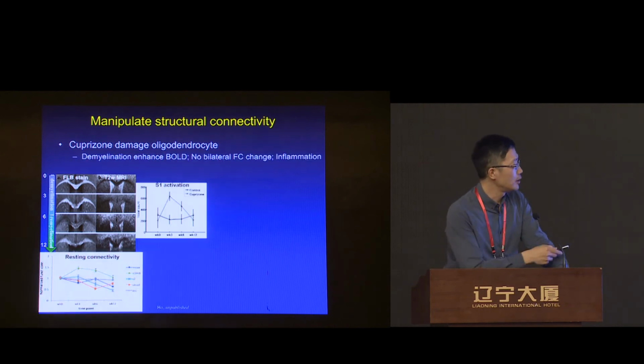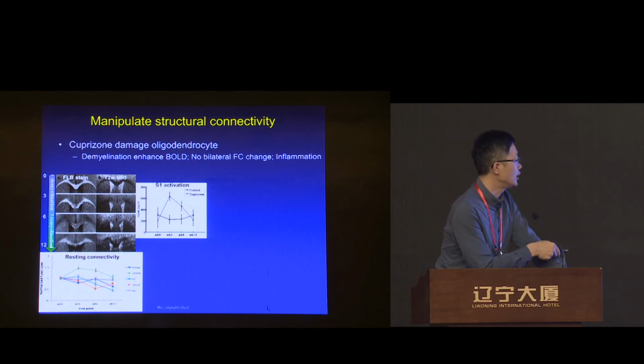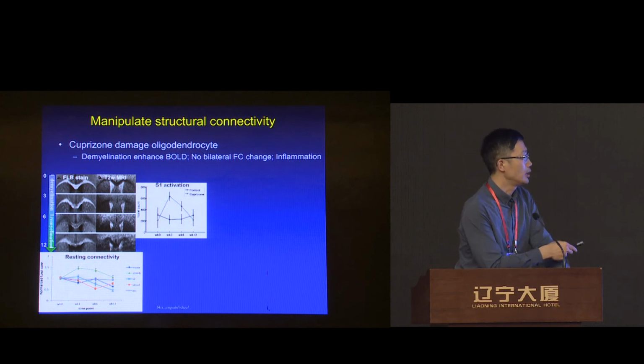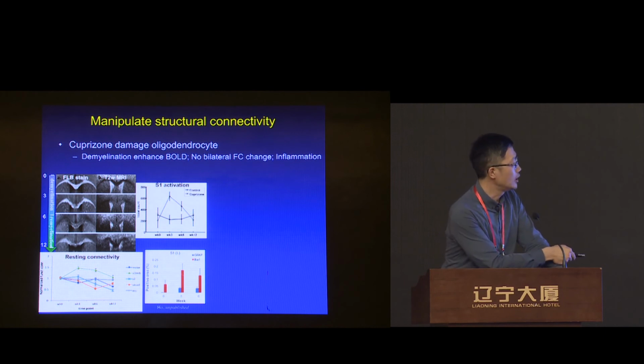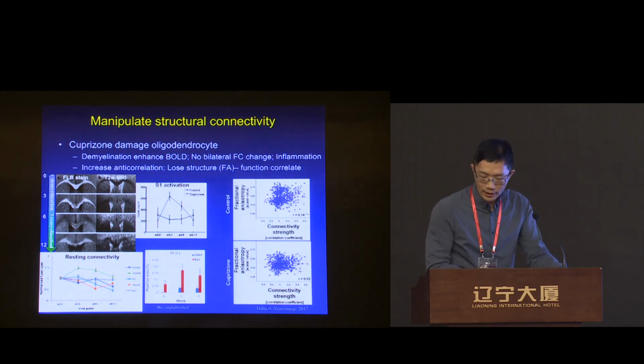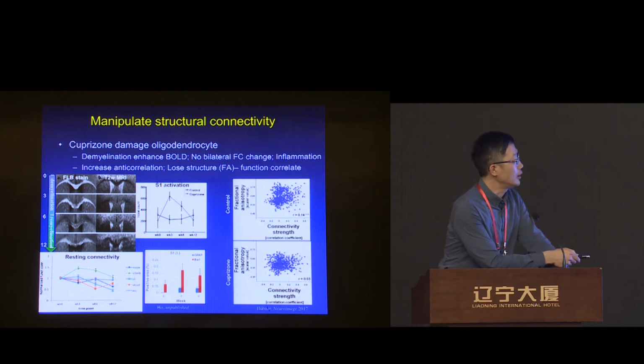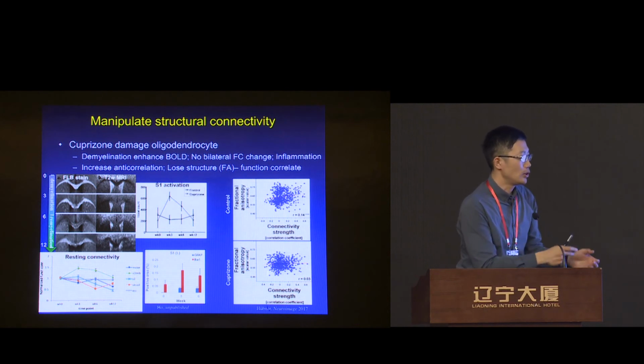And when we look at the evoked response and the resting state connectivity, we didn't see much bilateral connectivity change. However, we did see a drastic increase of BOLD response during the demyelination period, which is probably due to the increased neuroinflammation during that period. Another group using a similar model also showed that the functional connectivity is actually not changing much. However, with demyelination, they lose the structural and functional correlation.